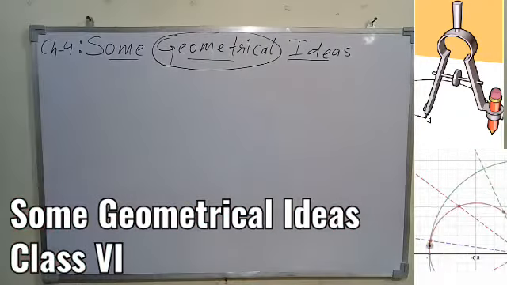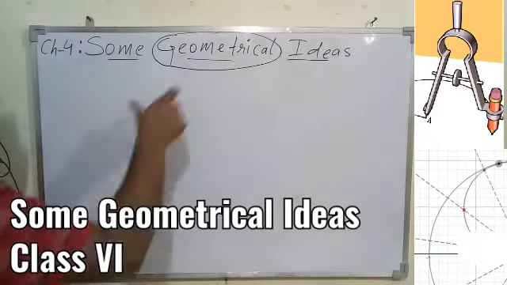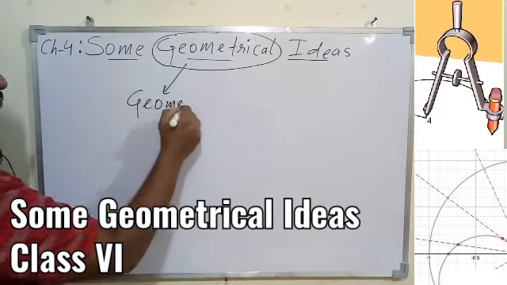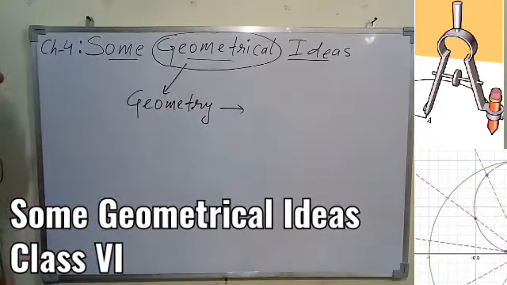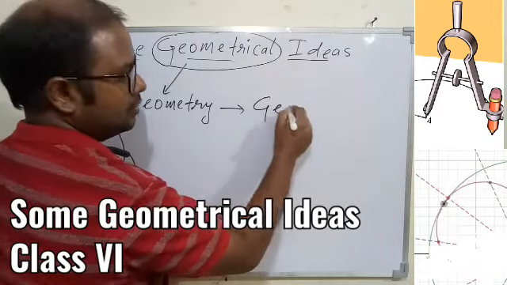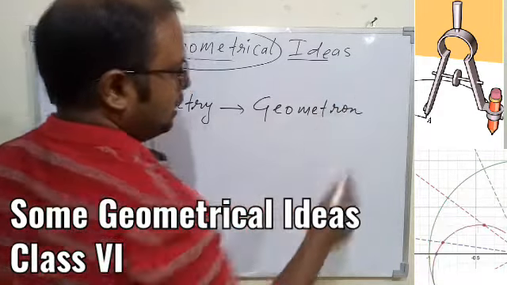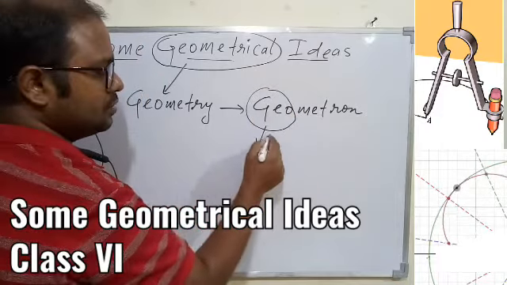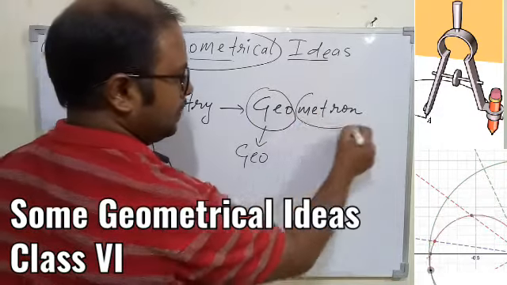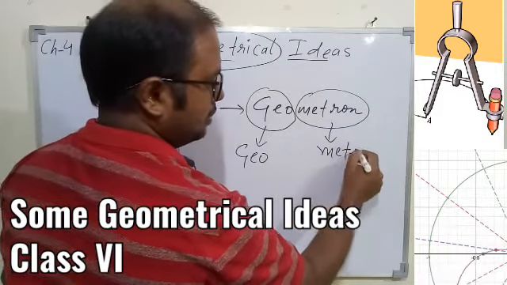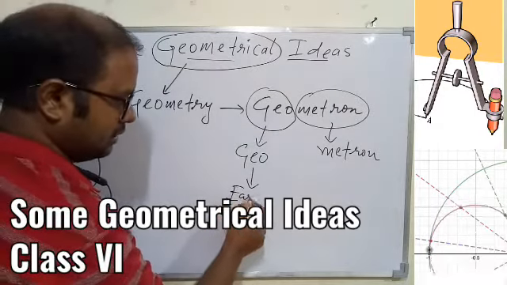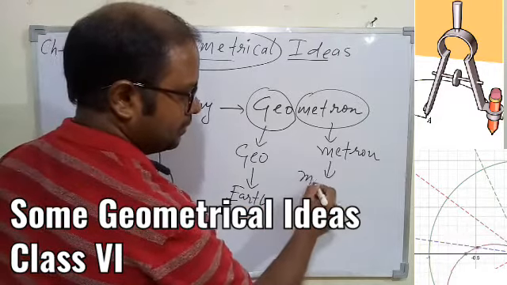And very first, before we start the concepts and the terms related with this chapter, at least we should know the brief meaning of this word geometrical. And this has come from the word geometry, and this has basically come from the Greek word called geometron. And if you concentrate on this particular word, it has two different words. One is called geo and other is called metron. So briefly, you should know the meaning of geo is nothing but earth, and metron basically means measurement.